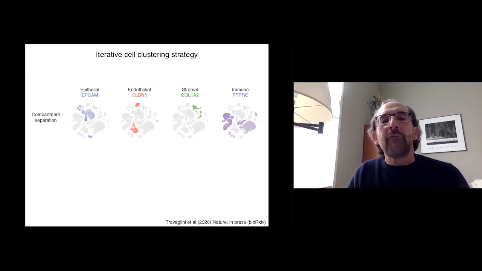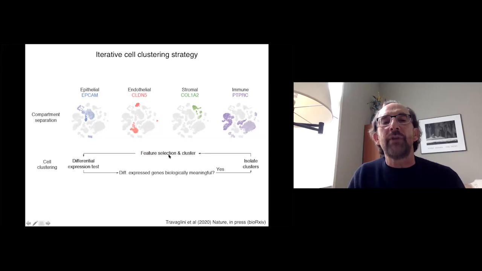What we did then, after the single cell profiling, is we identified the cells that were from each of the major tissue compartments by their expression of these canonical tissue compartment markers indicated here in the 4 colors. And so we were able to computationally separate out all of the cell types from each of the 4 tissue compartments, and then to cluster and subcluster those cells iteratively, as shown by the scheme here. We took one of the compartments, for example, the epithelial compartment, from one of the individuals, and then we computationally clustered those cells, and then did a differential expression test to identify the genes that are differentially expressed among the clusters, and asked whether those were biologically meaningful genes.